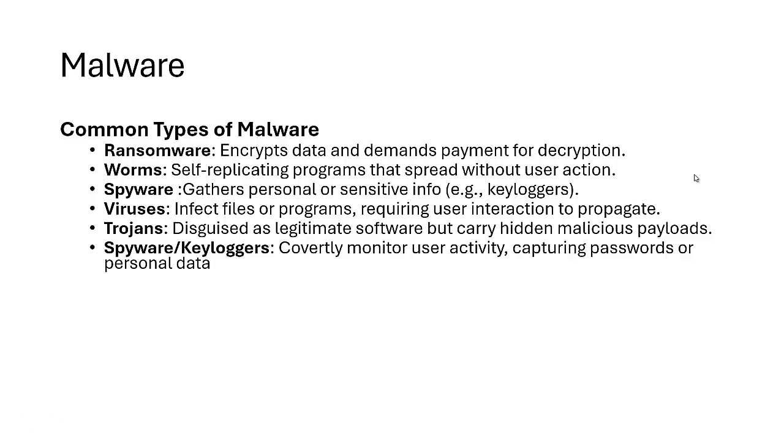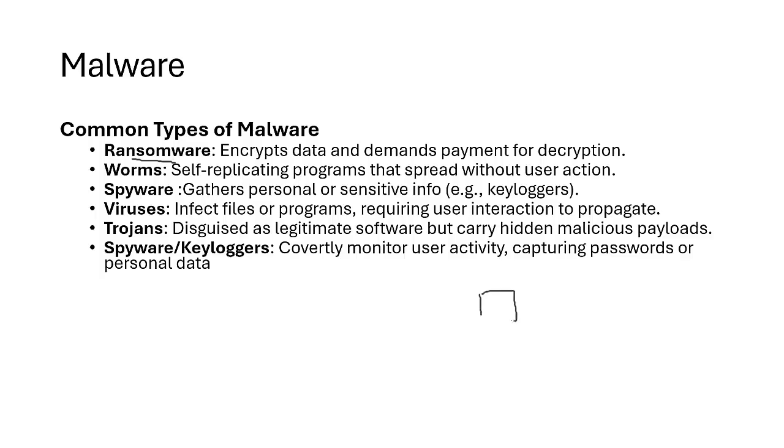Next topic is called malware. It's another important topic. We have different types of malware. Malware is the one which damages the system. Malware is the one which slows down the system. So that is called malware. The first malware we're going to discuss is ransomware.